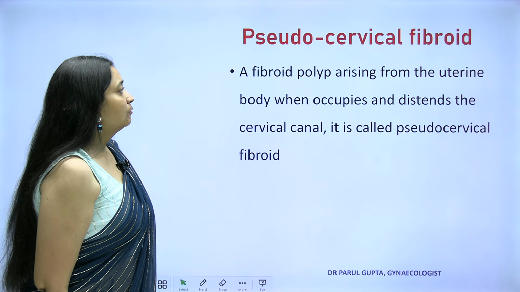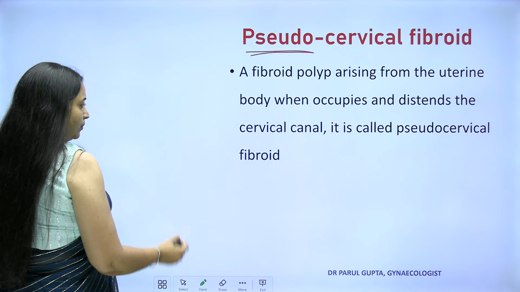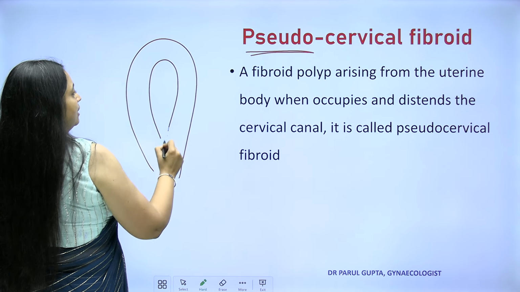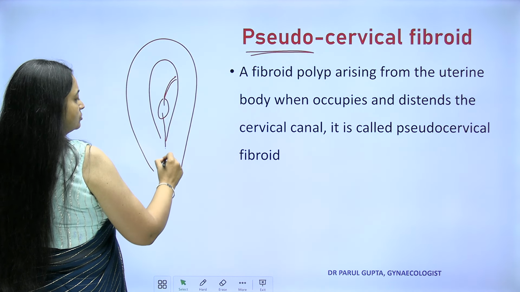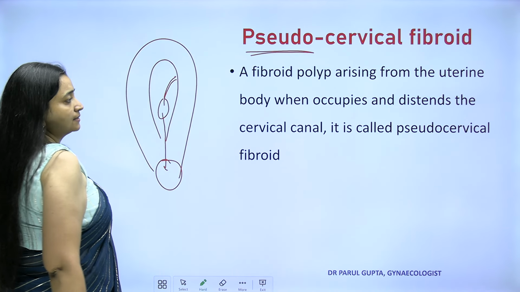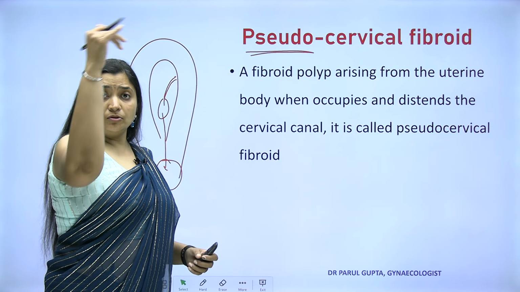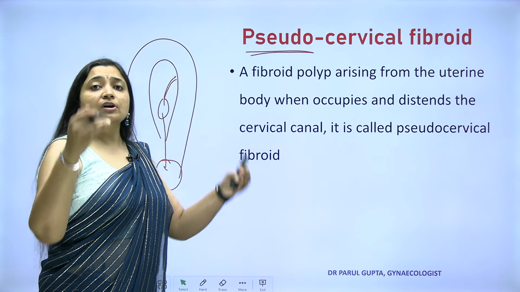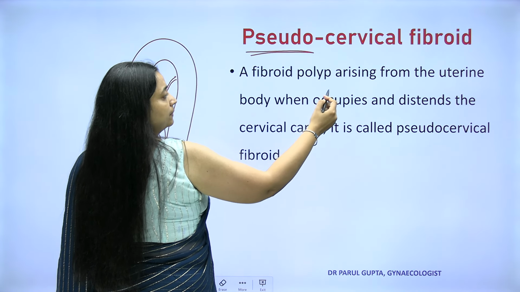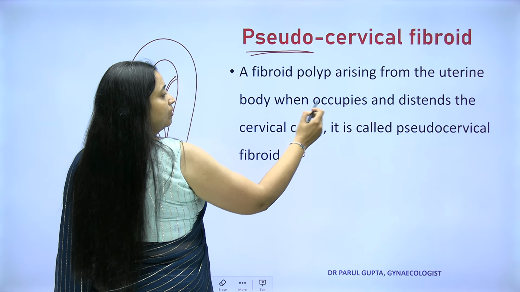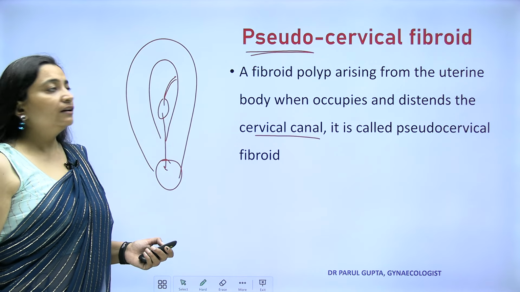What is a pseudo cervical fibroid? Pseudo means false. Sometimes a fibroidal polyp which is actually arising from this, the peduncle is here, grows and starts coming out from this place. So you can say, oh, it is a central cervical fibroid, but no, it is a pedunculated fibroidal polyp which wants to come out from the cervix. So it is a pseudo-cervical fibroid. A fibroidal polyp arising from the uterine body, when it occupies and distends the cervical canal, is called a pseudo-cervical fibroid.